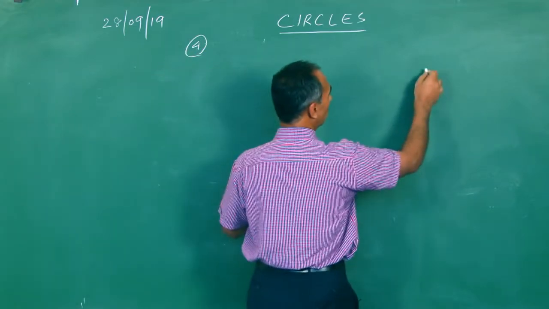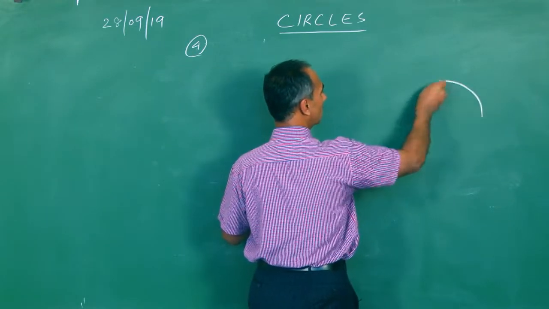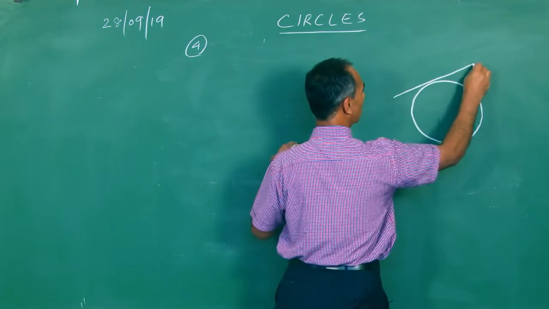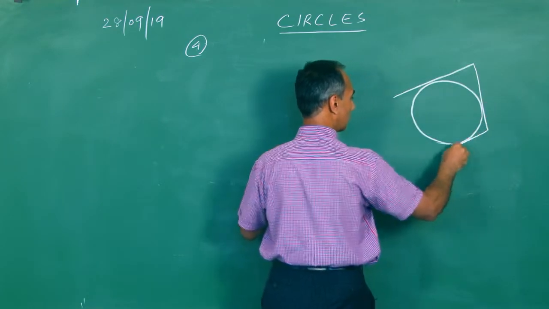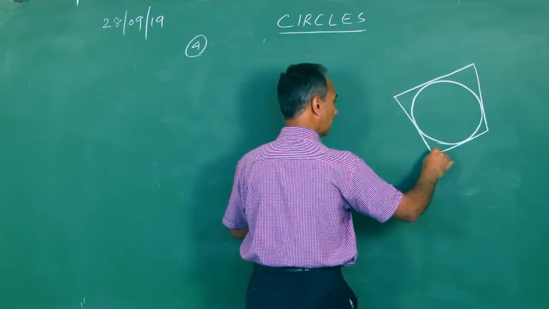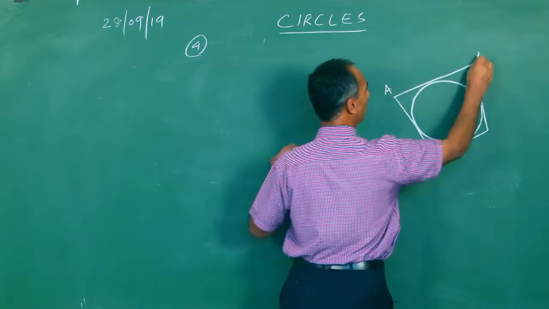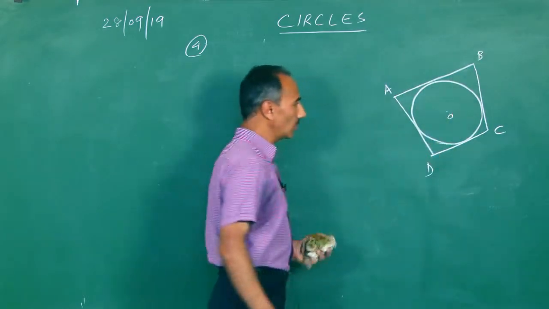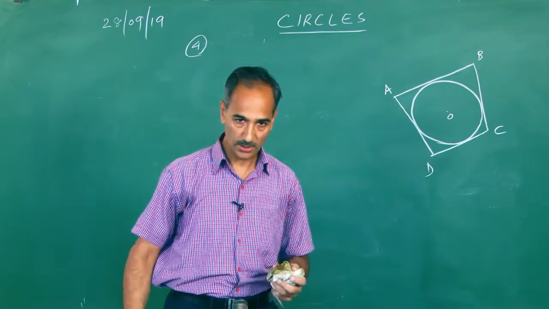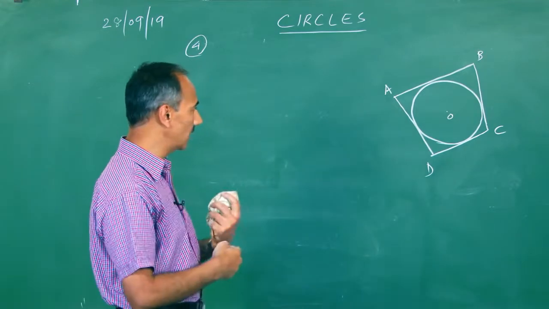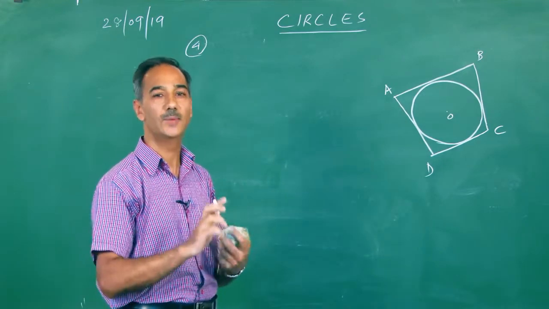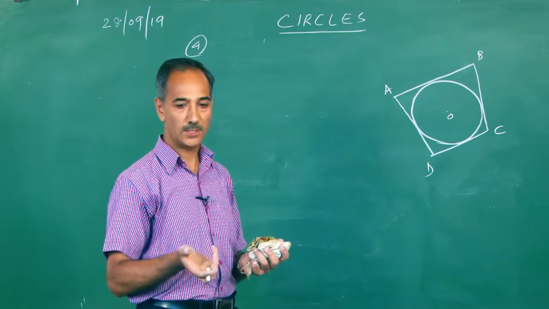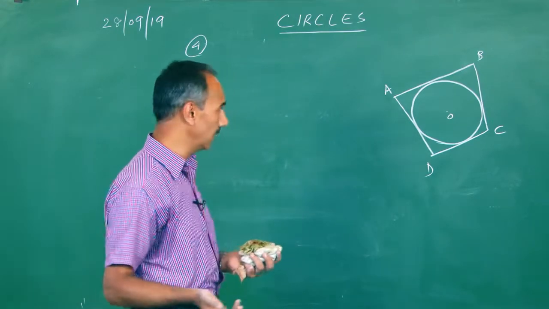So you have a circle, I'm drawing it smaller. You have a quadrilateral. Let me call this ABCD. This is the center. Now this quadrilateral circumscribes the circle. In other terms, we say the circle has been inscribed inside the quadrilateral. You can inscribe a circle inside a quadrilateral or a triangle.